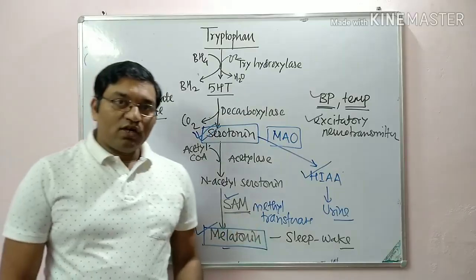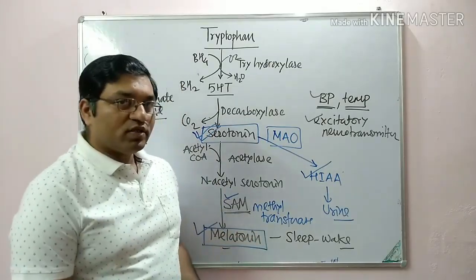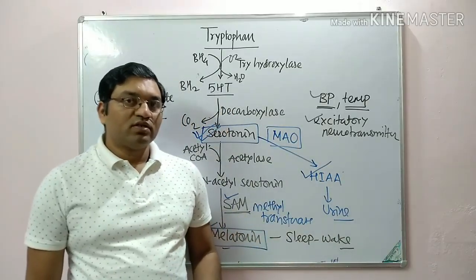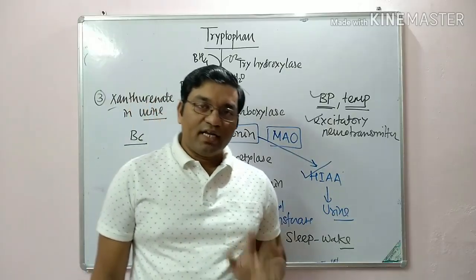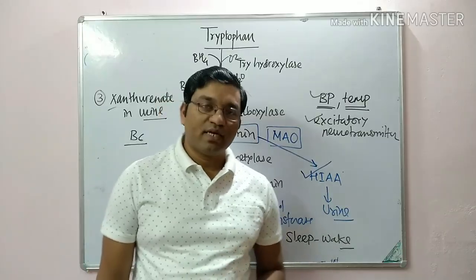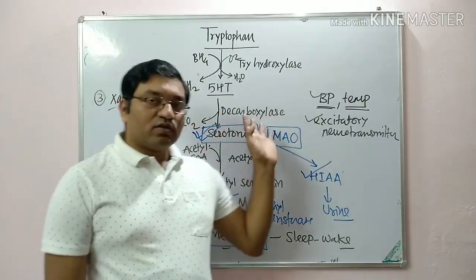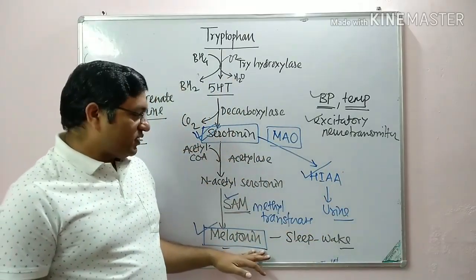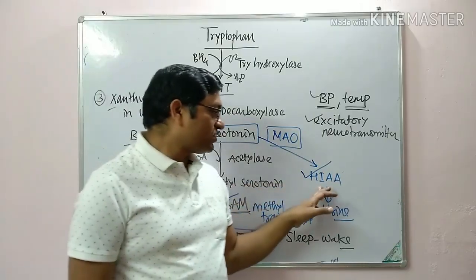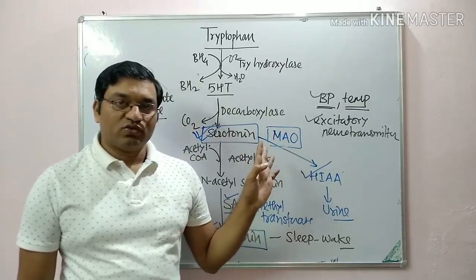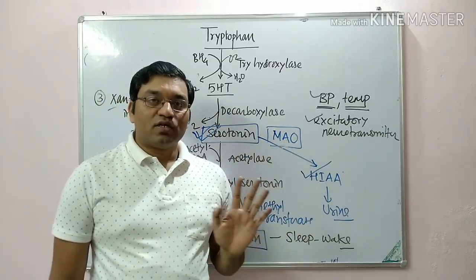So summarizing all, tryptophan in its metabolism will give glucose and fat in the major pathway in the liver. Then it will give NAD and NADP, that is 60 milligram of tryptophan will give 1 milligram of niacin. Then through the serotonin pathway it will give serotonin and melatonin, and it is excreted as hydroxyindole acetic acid catalyzed by monoamine oxidase. So this is all about tryptophan metabolism.